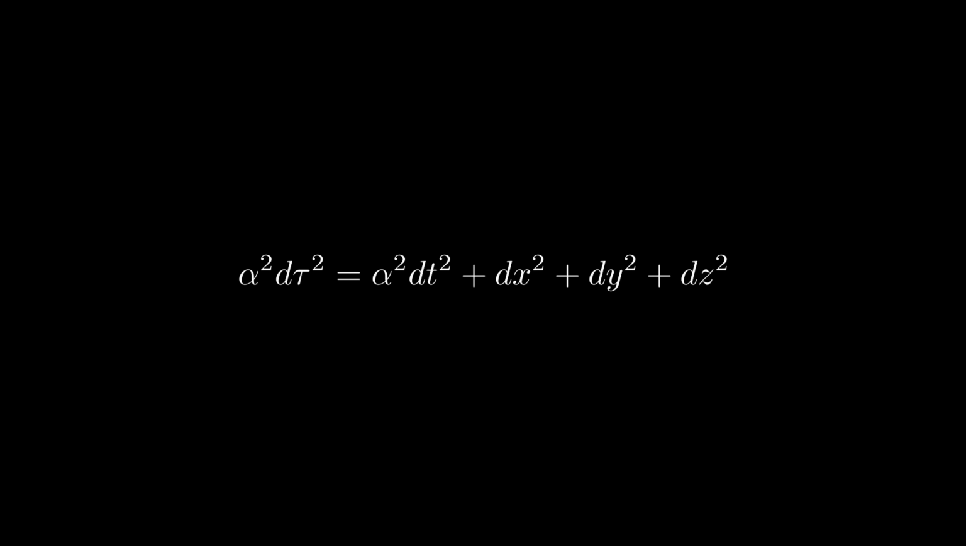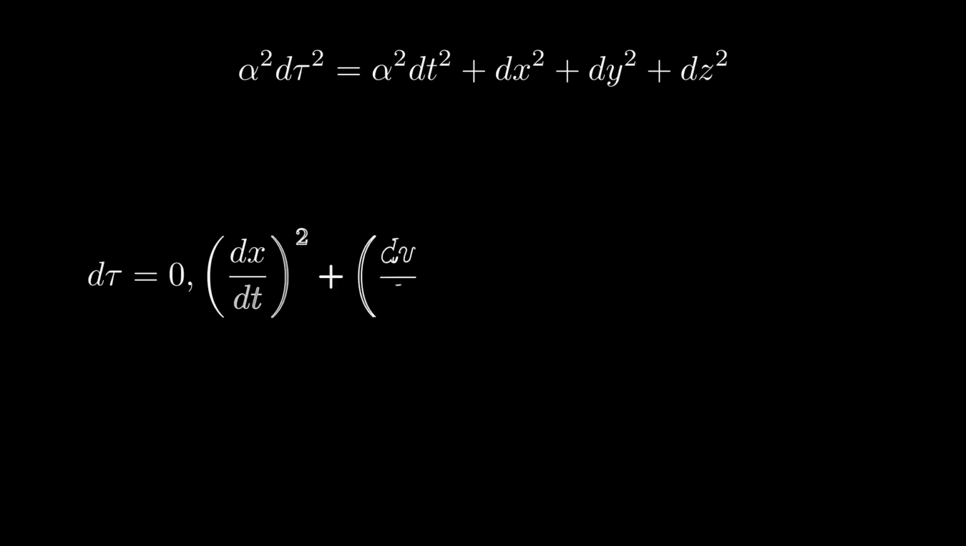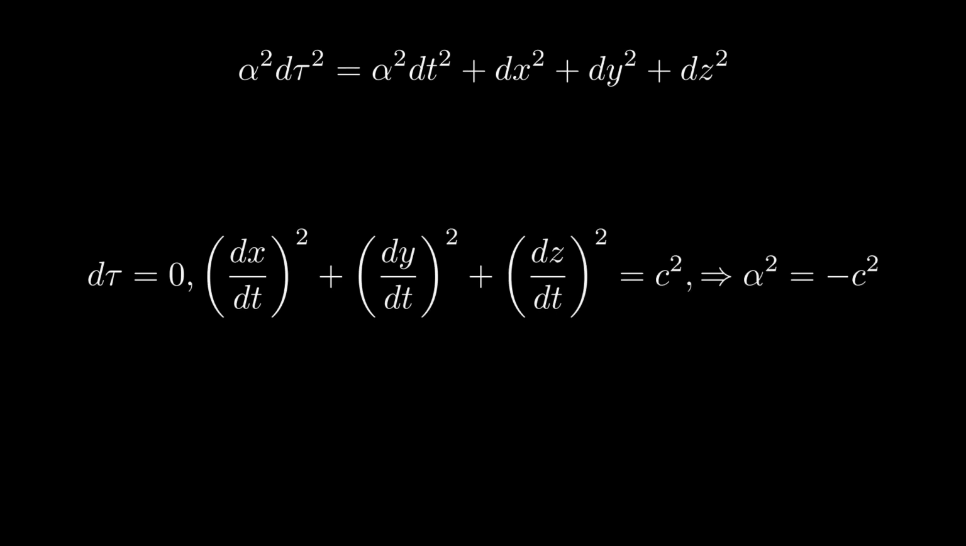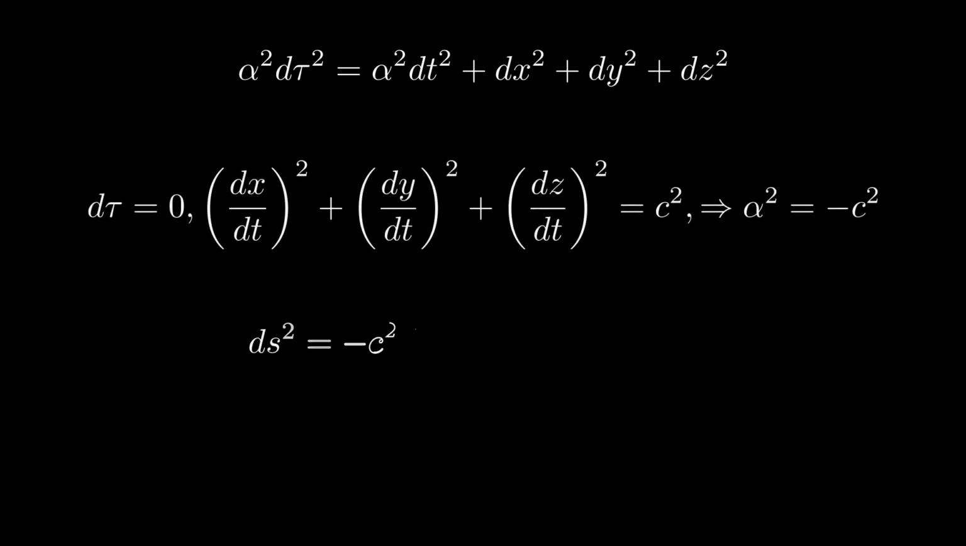So, how do we find alpha? Simple, let's use the case of light. According to special relativity, light doesn't experience time. d tau equals 0, we get alpha squared equals c squared. Now the equation modifies into ds squared equals minus c squared times dt squared plus dx squared plus dy squared plus dz squared. This is the flat spacetime metric, famously known as the Minkowski metric.